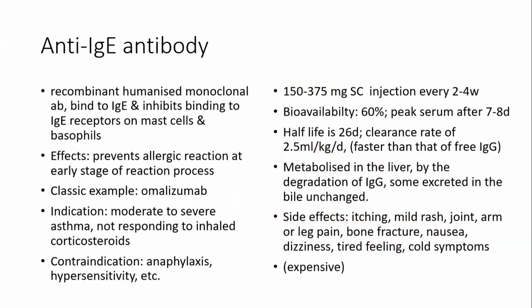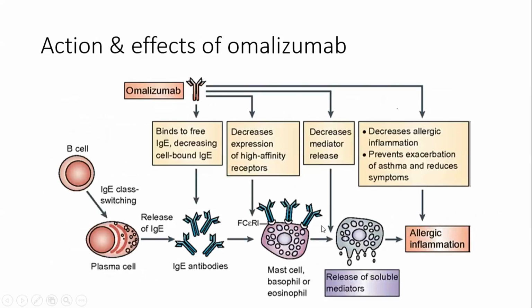Anti-allergy antibody: it is a recombinant humanized monoclonal antibody that binds to IgE. If you still remember, IgE is usually found on mast cells, which have its receptor, and it inhibits binding to the IgE receptor on mast cells and basophils. So it prevents the allergic reaction at an early stage of the reaction process. The other details you can read later. So this is a summary of the effect of omalizumab.